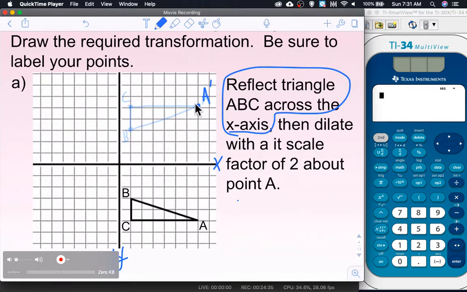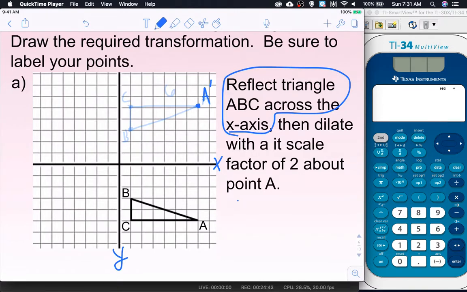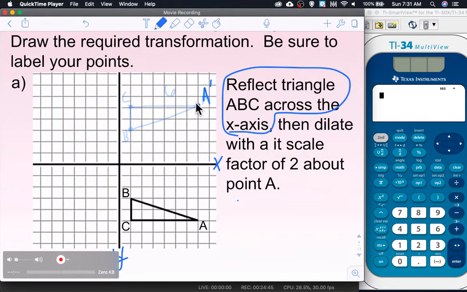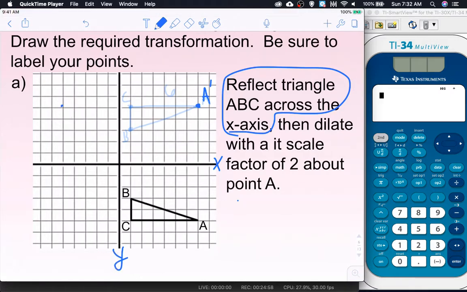Well, let's count boxes. 1, 2, 3, 4, 5, 6. This is currently 6 boxes long. So if it's 2 times as big, it'll be 12 boxes. So let's do that. 1, 2, 3, 4, 5, 6, 7, 8, 9, 10, 11, 12. Right about there. That'll be the new home, the final home for point C. So I'm going to call it C prime. I'm going to draw the line in.